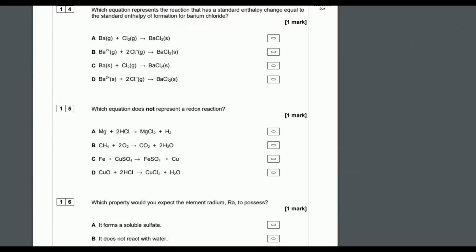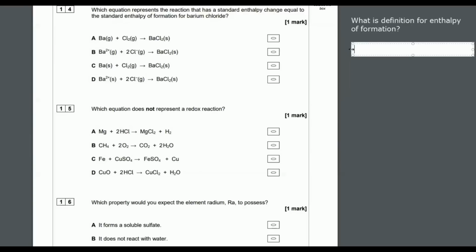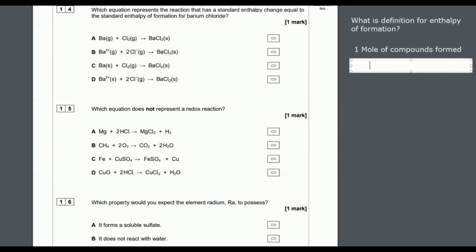Question 14, which equation represents the reaction that has a standard enthalpy change equal to the standard enthalpy of formation for barium chloride? So what we need to think about here, what is the definition for the enthalpy of formation? Can you remember? What are the main factors in the enthalpy of formation? So you should be thinking it's the formation of 1 mole of a compound. So we're looking for 1 mole of a compound from the elements in their standard states. So you can kind of cancel out the ones that don't conform.